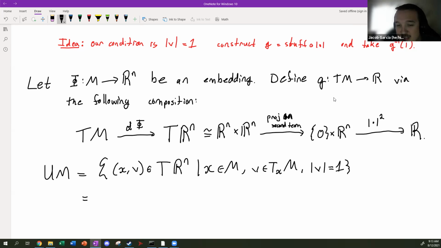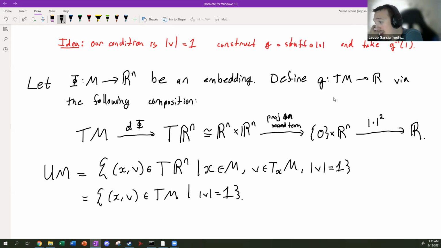And the only reason that I do this is because I want to define the length on the tangent plane of M, but if I write this just assuming that I can take the length, then I could write it like this. And so this is why we do this projection onto the second term first before I take the length, because I want to make sure that I'm only taking the length on the second coordinate of this pair x comma v.